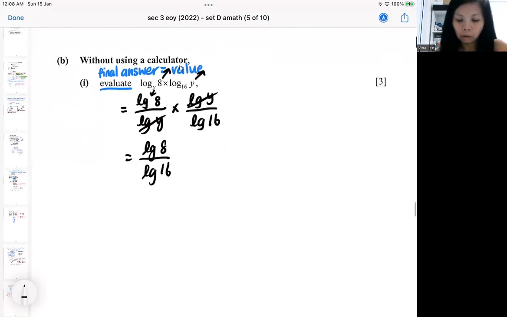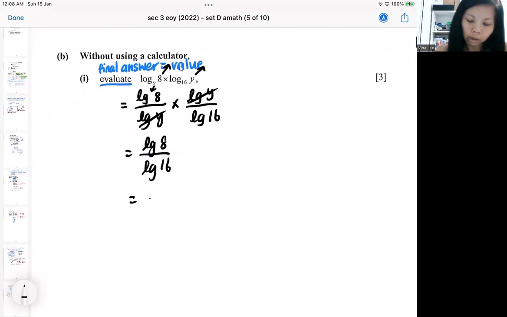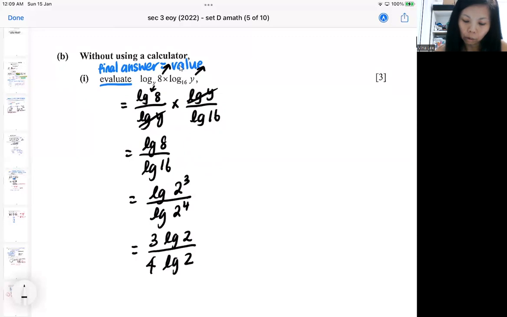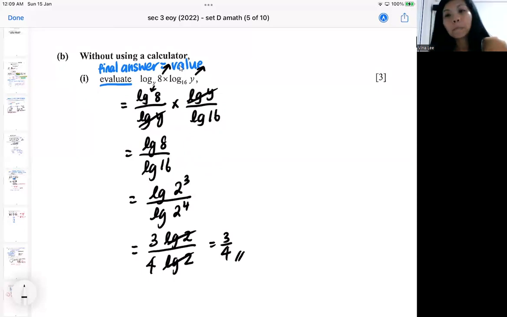Then some people will ask, how after this? The next step is you need to recognize 8 is 2 cubed, and 16 is 2 to the power 4. That will allow you to bring down the power, and you can go for a cancellation. You can achieve the same answer if you decide to do a change of base to 2.